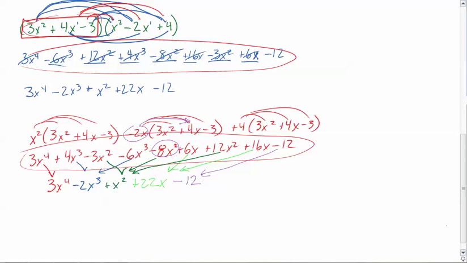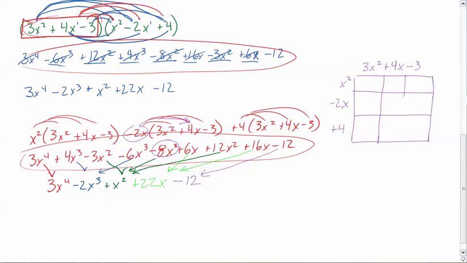Okay? Now, I know I'm running out of time, but let me show you how to do this using a grid, just like we did in the last one. And so we're going to take that first one and we're going to write it up at the top. So we're going to have 3x squared plus 4x minus 3. And so that's going to be along the top of my grid. And then along the side, I'm going to have x squared minus 2x, and then plus 4. Okay, drawing the grid lines in between each of the terms.